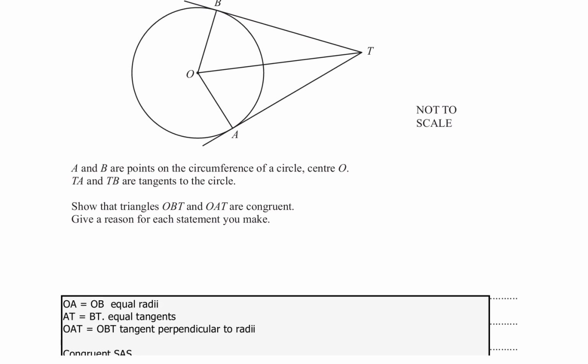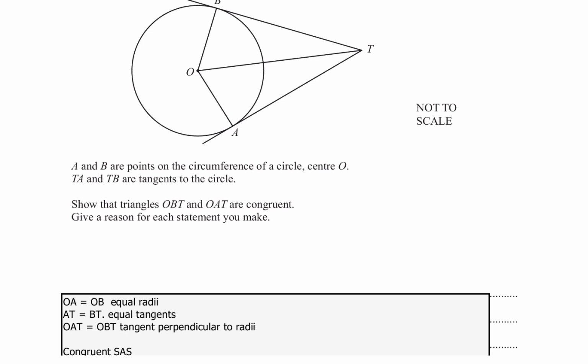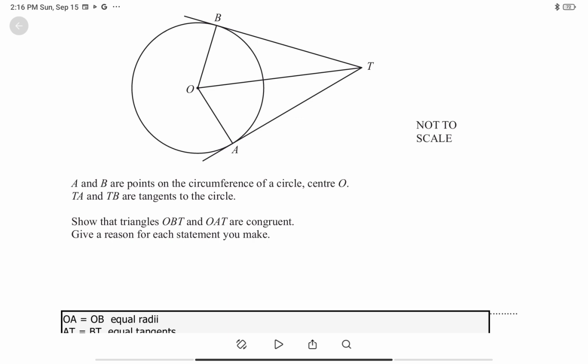Okay. A and B are two points on the circumference of the circle with center O. TA and TB are tangents to the circle. Show that triangles OBT and OAT are congruent. Give a reason for each statement you make.